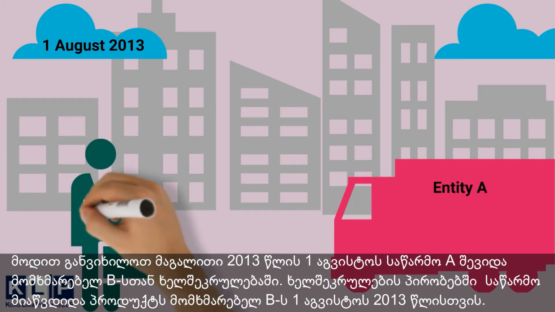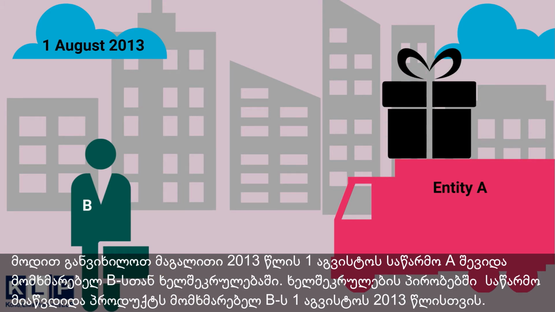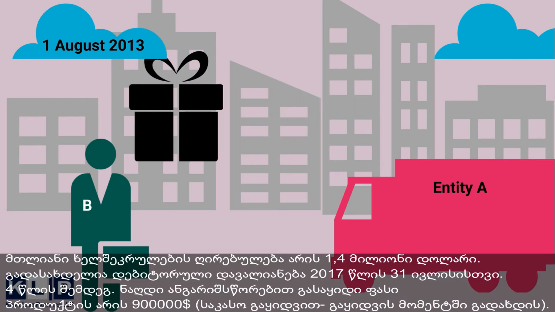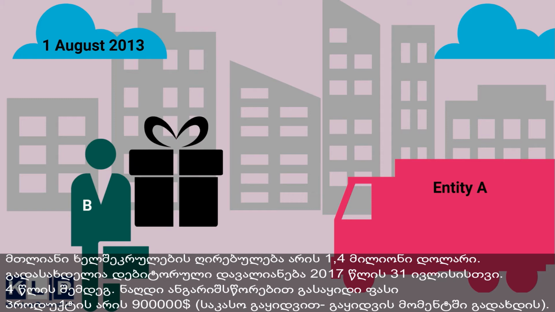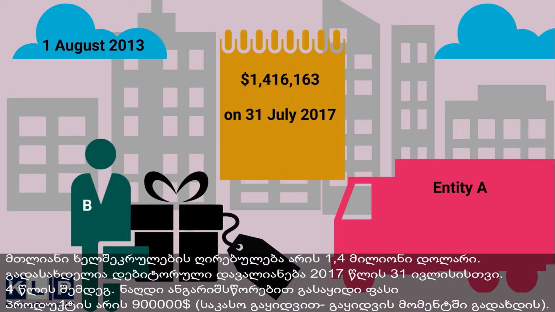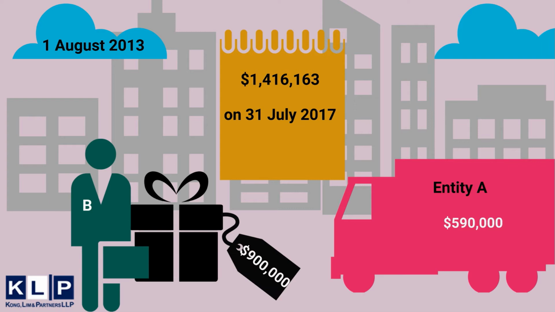In terms of the contract, Entity A would deliver a product to customer B on 1st August 2013. The full contract price of about $1.4 million is payable by customer B on 31st of July 2017, 4 years later. The regular cash selling price of the product is $900,000. The costs incurred by Entity A to manufacture the product amount to $590,000. Entity A makes use of the perpetual inventory system.